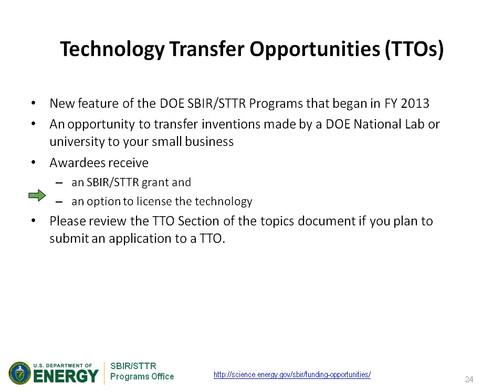So the main difference here is not only do you receive an SBIR and STTR grant, but you'll also receive an option from the lab or university to license the technology. I don't have time here to go into all the details of this, but this is a fundamentally different topic, and we try to label those. In the title of the topic, we will include this term, technology transfer opportunity, so that you're aware.